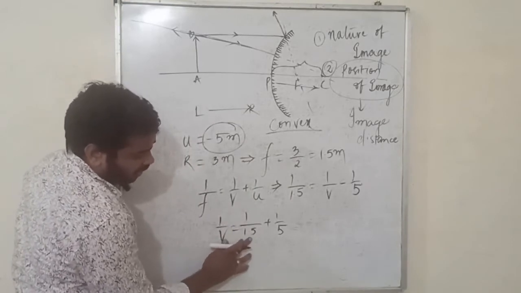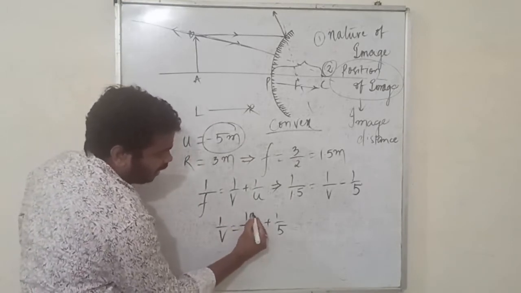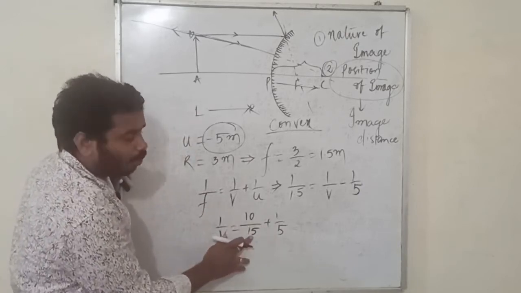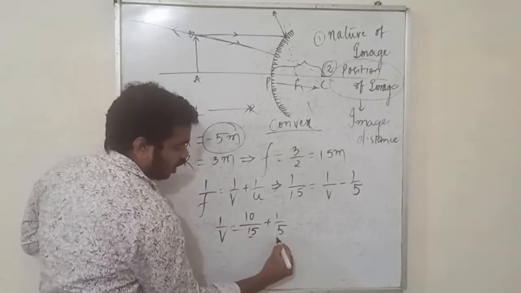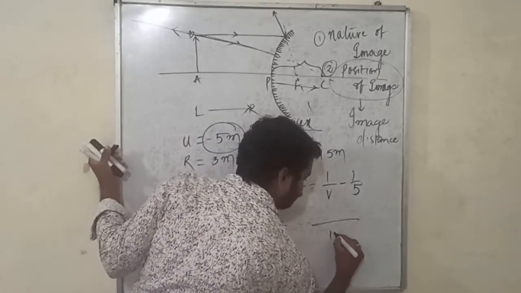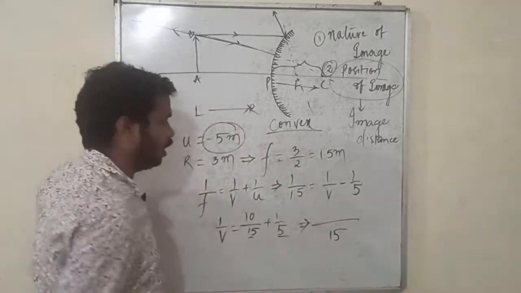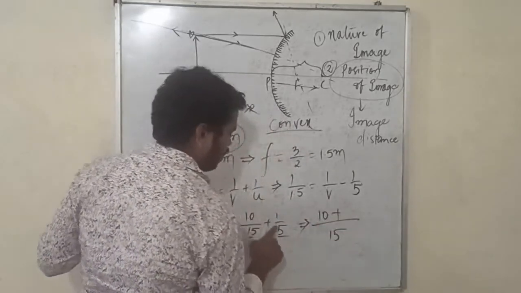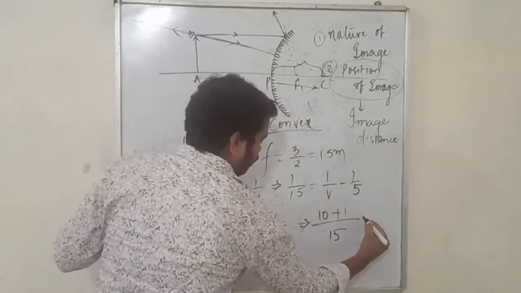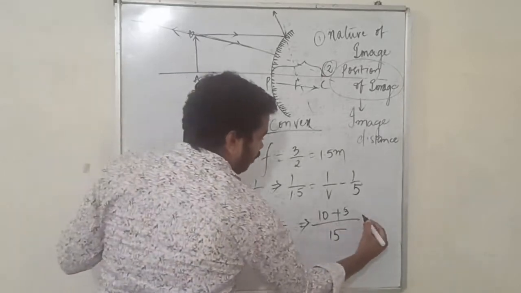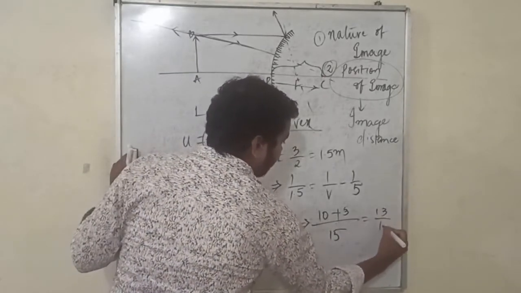This 1.5 can be written as 10 by 15. Remember, if you remove this 0 here, it would be 1.5. Okay, the denominators are 5 and 15. The LCM would be 15. So 10 plus 3 by 15, that is 13 by 15.